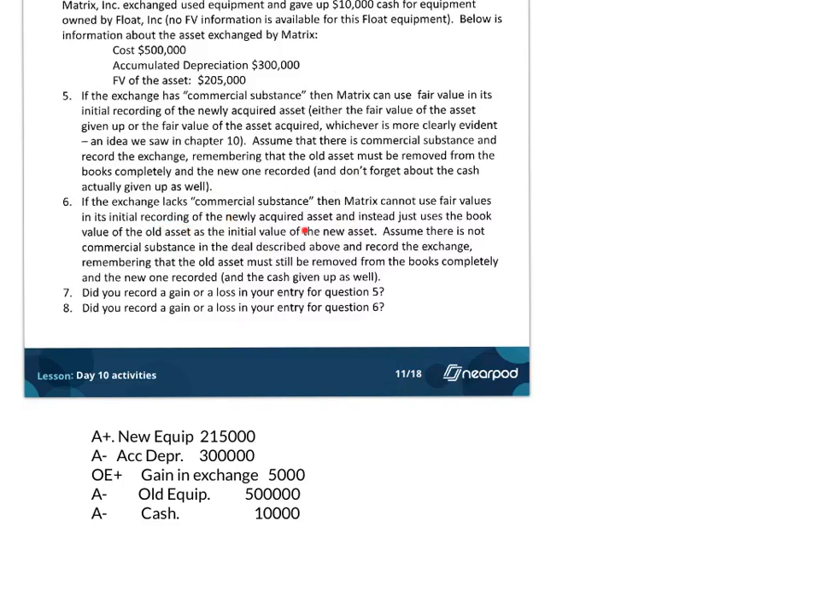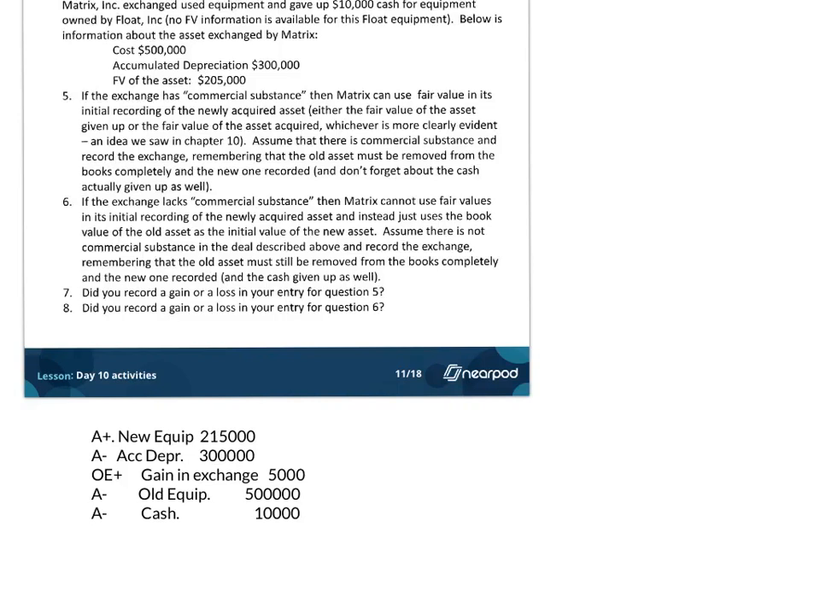All right, now in number 6, same information, but there's no commercial substance. What that means is, if there lacks commercial substance, Matrix can't use what it knows about the fair value of the asset. It just has to use the book value when it's trying to figure out the value of the asset it acquired, this new equipment. So we're going to look at how that changes this entry.